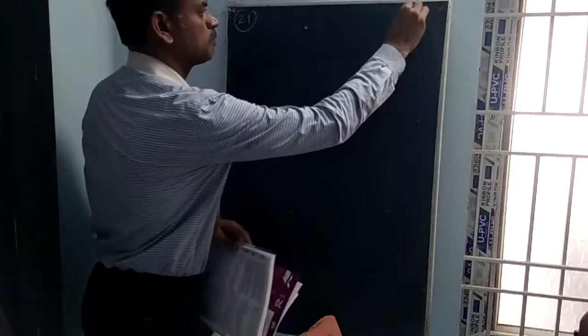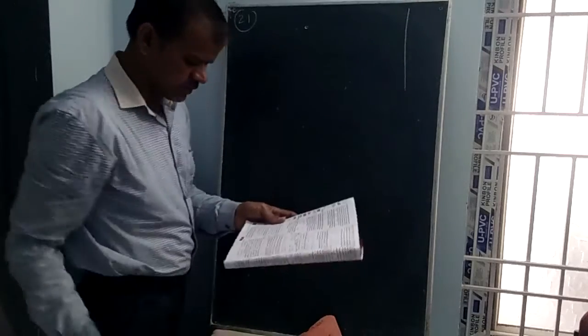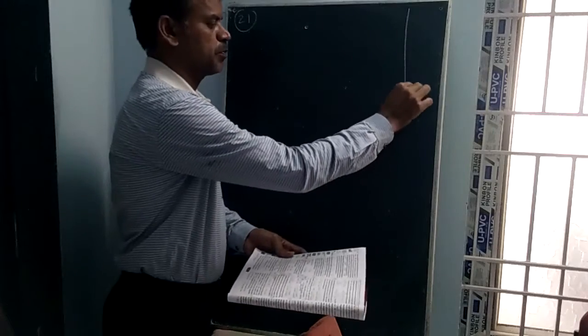Now let us see question number 21. AB is a vertical pole with B at the ground level and A at the top. A man finds that the angle of elevation of point A from a certain point C on the ground is 60. He moves away from the pole along the line BC to a point D such that CD equal to 7. Let us draw the diagram first of all. AB is a vertical pole. This is B, this is A at the top.